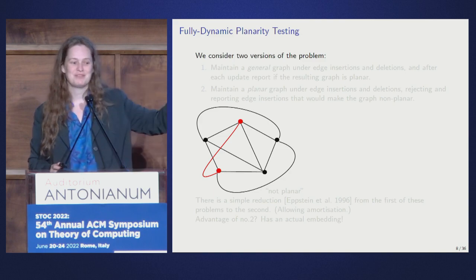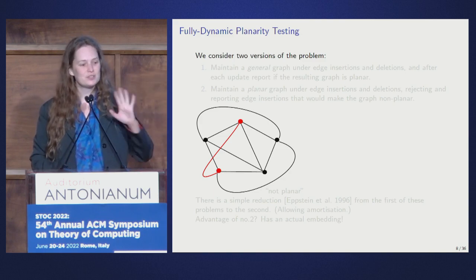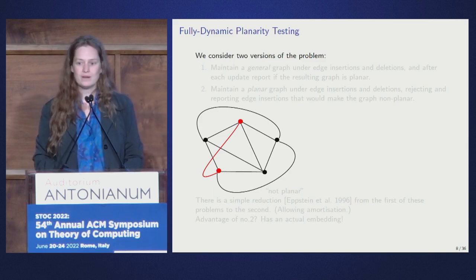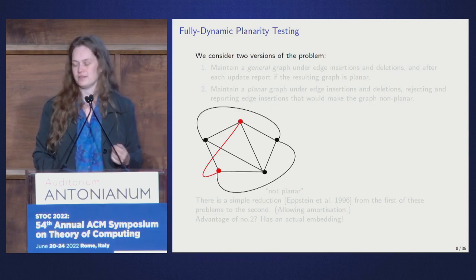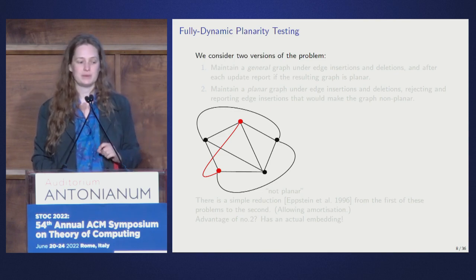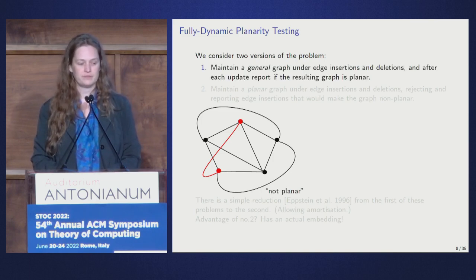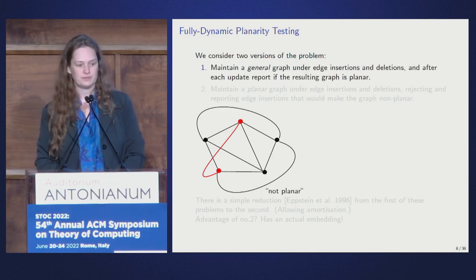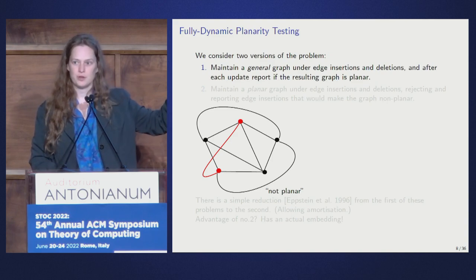There's this beautiful reduction from the 90s. So there are these two versions of the problem. One is the one I just said, yes, no answer. You want to say, yes, the graph is presently planar, or no, the graph is not presently planar. This is the first version, right? Now the answer is not planar.